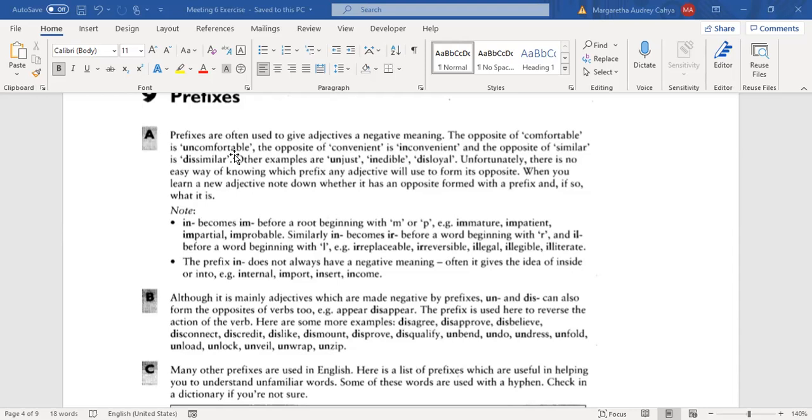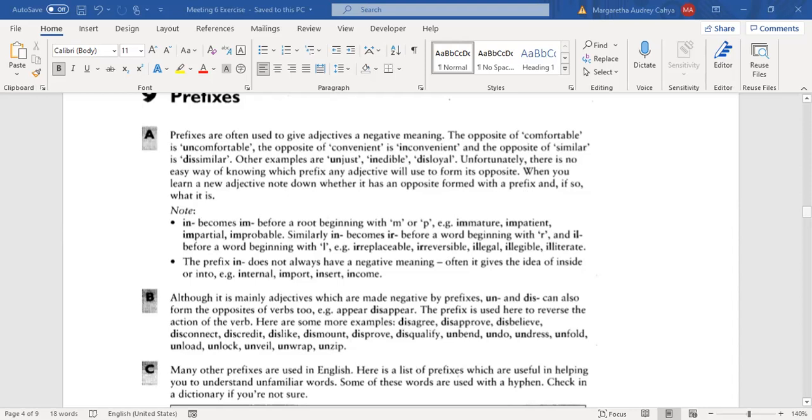Is it convenient for you to come? I'm sorry, it's really not convenient, like inconvenient. Saya tidak merasa bisa, saya susah untuk datang begitu. And then disloyal, tidak loyal, ya. Jadinya tidak loyal is setia, ya, tidak setia begitu.